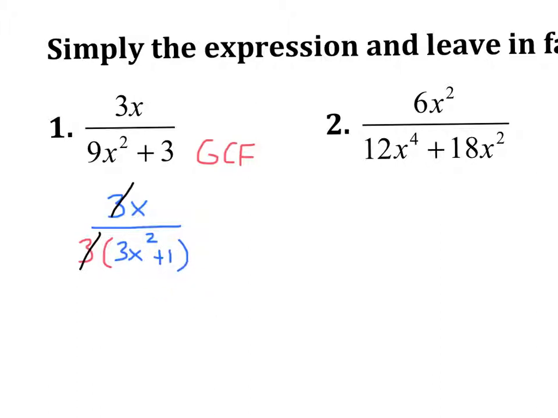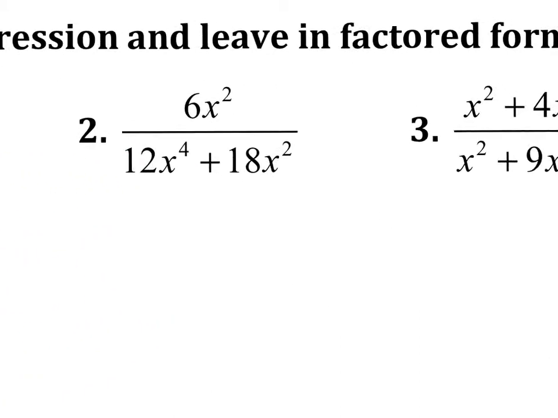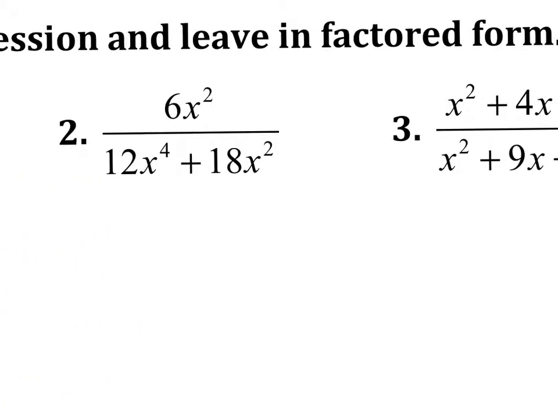And now I can just write the remainder. The x is in the numerator, and the 3x squared plus 1 is in the denominator. Remind yourself, I cannot reduce the x's because of this plus 1. Looking over here, GCF the denominator, GCF this, and the numerator is already set. So 6x squared is in a form that's already factored, so I don't have to go deeper.